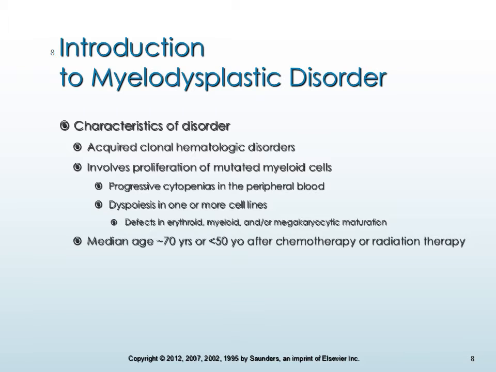The afflicted stem cells do differentiate into mature cells. However, they will exhibit flawed and ineffective progression, so their numbers decrease in the peripheral blood, a phenomenon which we call ineffective hematopoiesis. We see the abnormal morphology.